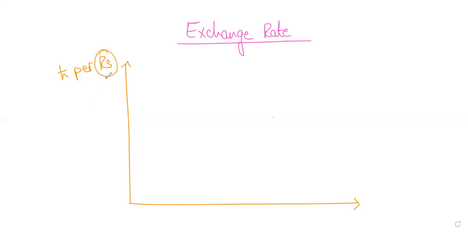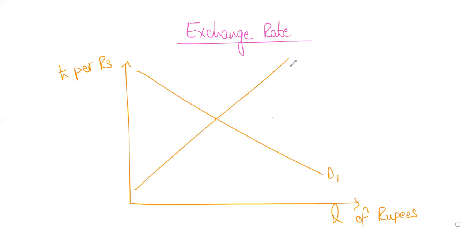And as we said, the second currency on the y-axis is the one that we record on the x-axis. So it will be quantity of rupees on the x-axis. Now what I need to add on this graph is the demand for rupees and the supply for rupees. Normal downward sloping will be the demand for rupees, normal upward sloping will be the supply for rupees. When the demand and supply for rupees intersect, that is your exchange rate.